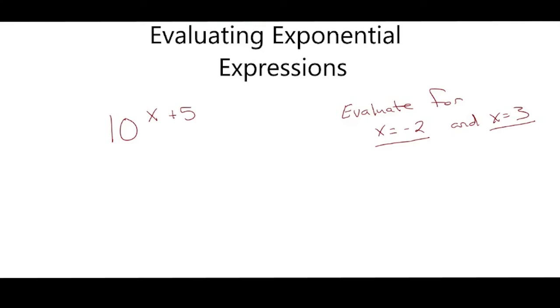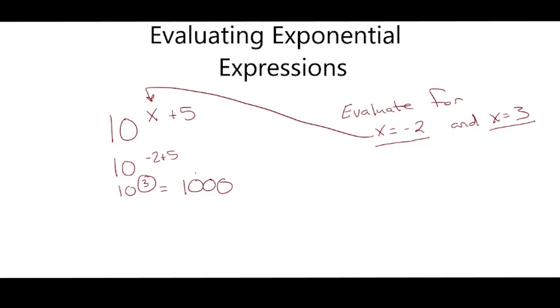What if I have 10 to the x plus 5. Well, if I plug in x being negative 2, that'll give me 10 to the negative 2 plus 5. Well, that's 10 to the third power. Remember, when we raise 10 to an exponent, that just basically means there's going to be a 1 with that many zeros. 1, 2, 3. So our answer is 1,000, because that's 10 times 10 times 10.